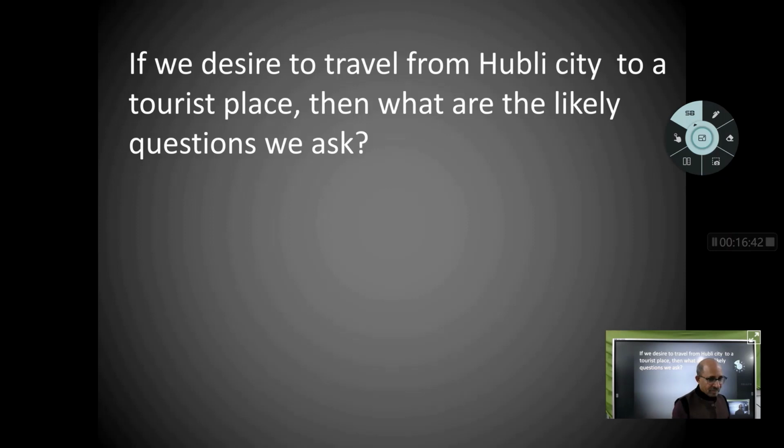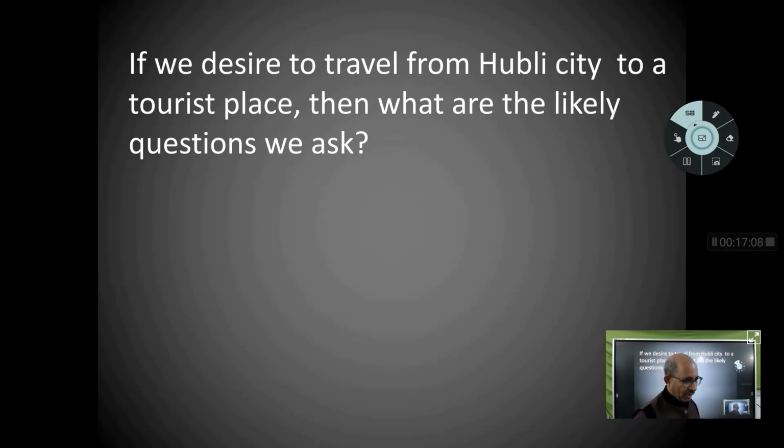Fare of the bus ticket, that also you are going to ask. What else are you going to ask? Okay, how much time it will take? That's another question, a common question. How much time it will take, how much distance you have to travel, how much fare, et cetera. Or what are the places you are going to get on the way? All these are common questions.